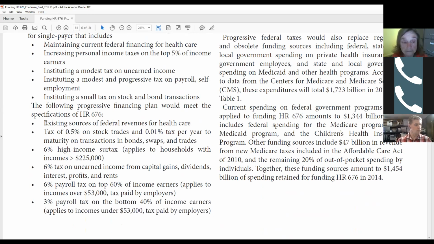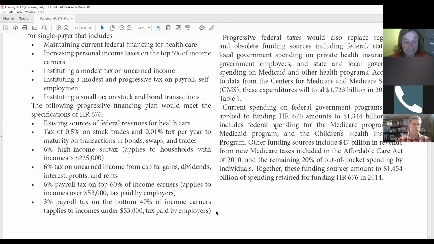And so what we are primarily looking at is the bottom 2 ones here. Depending upon the income of the individual, if the individual makes $53,000 or less per year, there will be a 3% payroll tax on that earned income, on that W-2 wage income. If they make more than $53,000 per year, there will be a 6% tax. So if you make less than $53,000, it's a 3% tax. More than $53,000 a year, it's a 6% tax increase.